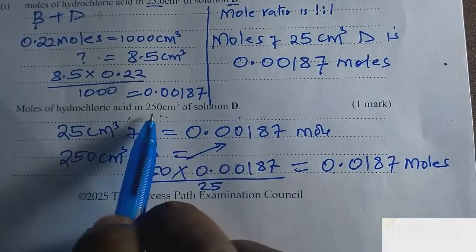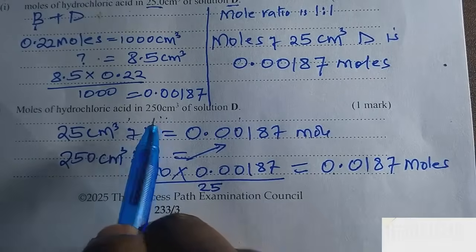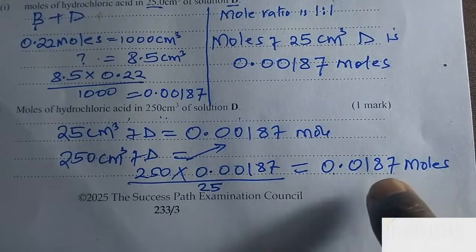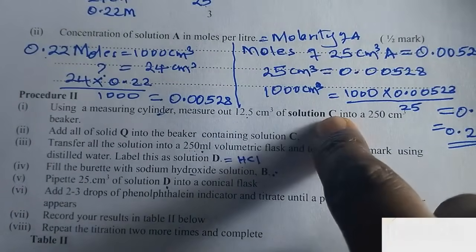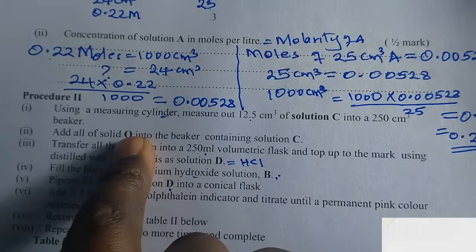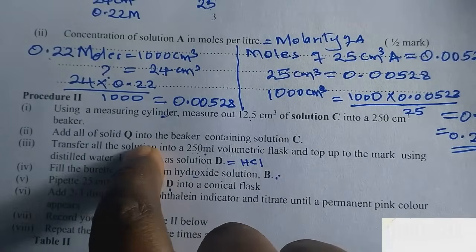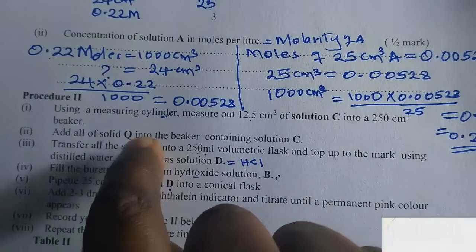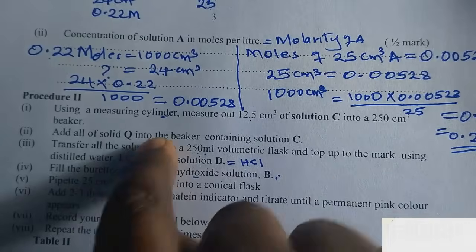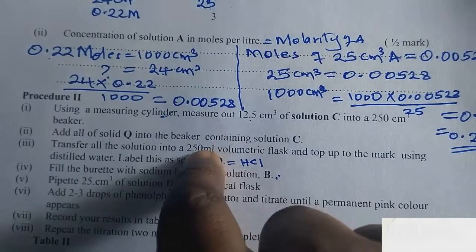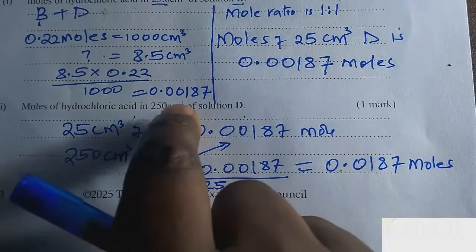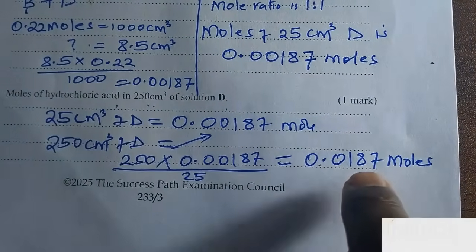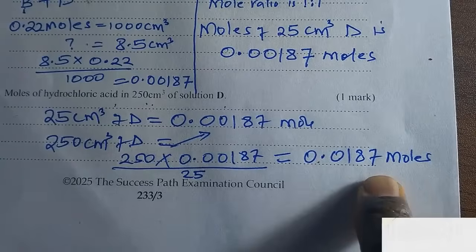And mind you, this is the number of moles that remained after solution C reacted with solid Q. Some moles were used up, right? And the one that remained is in the volume of 250 cm³. We have found the number of moles in 250 cm³, the volumetric flask solution. It means this is the number of moles that remained after reacting with the solid Q.